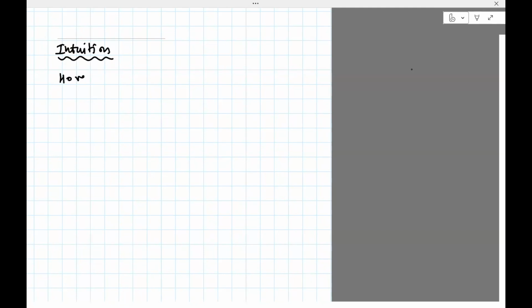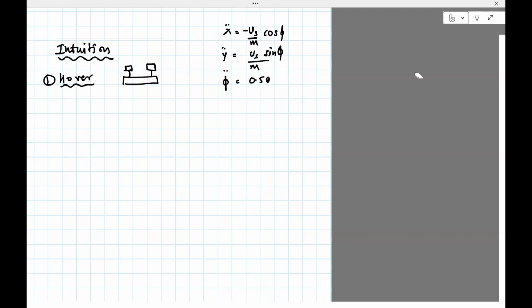If you want the drone to hover, just float in the air, when the drone is hovering, you'll see it's in this configuration. And then I'll write down the equations here just for reference. Phi double dot equals 0.5 L divided by I times ud. Cosine, sine. I made a mistake. This should be sine, this should be cosine.